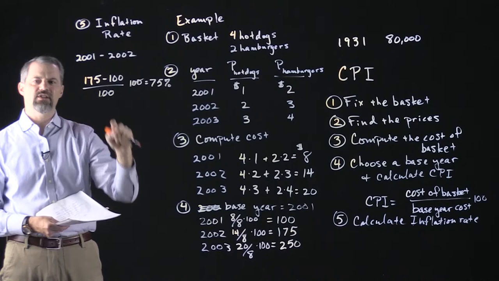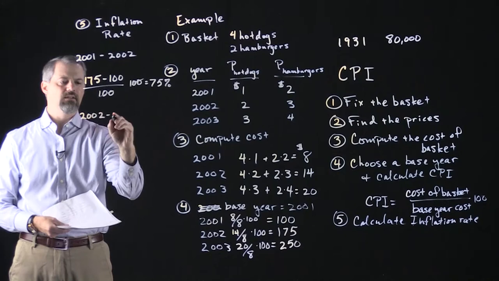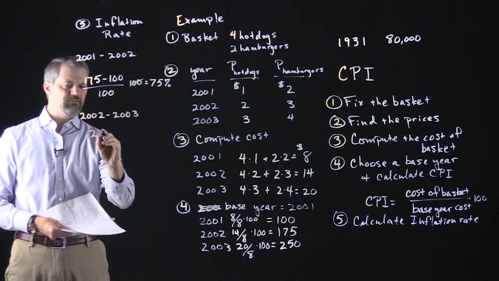Let's do it for 2002 to 2003. So it's going to be 250 minus 175. That's how much it changed by.